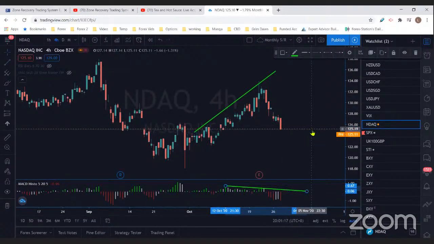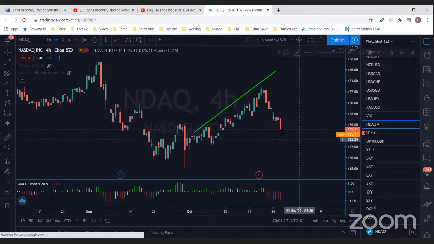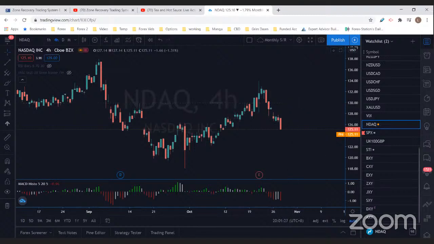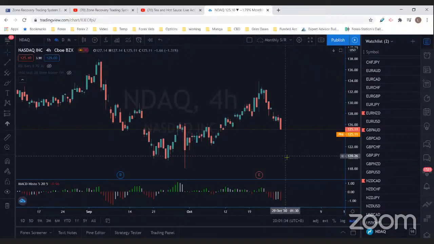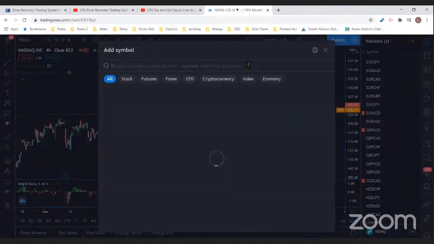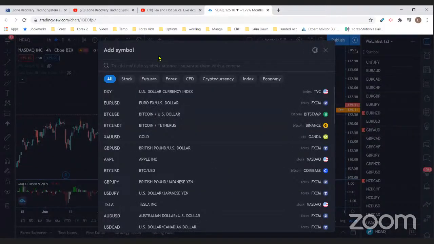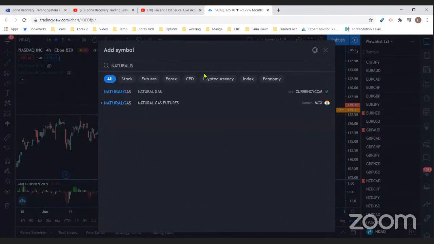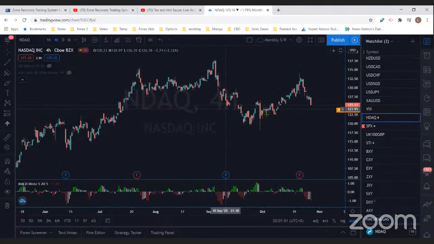The other setup that I completely nailed, but I didn't trade, was natural gas short. I don't trade natural gas. But if you can put on a natural gas chart, let's see. Natural gas. Oops, wrong spelling. There you go, currency.com, that one.